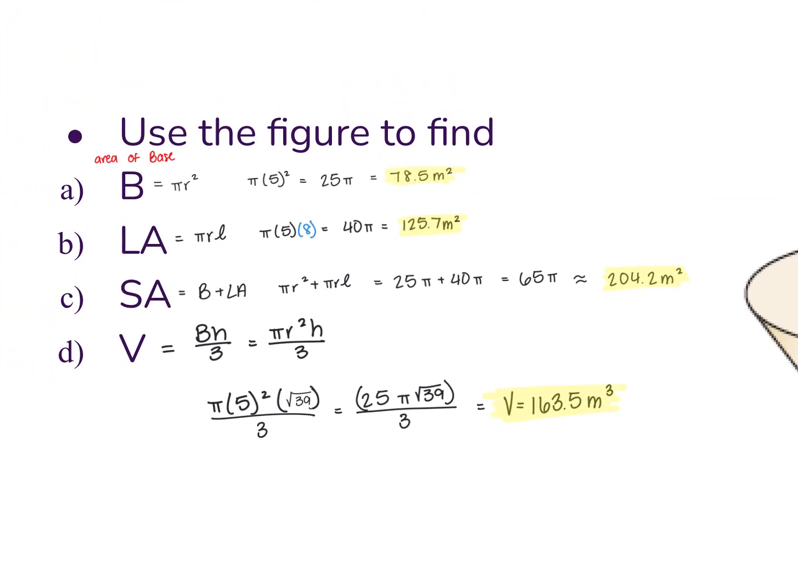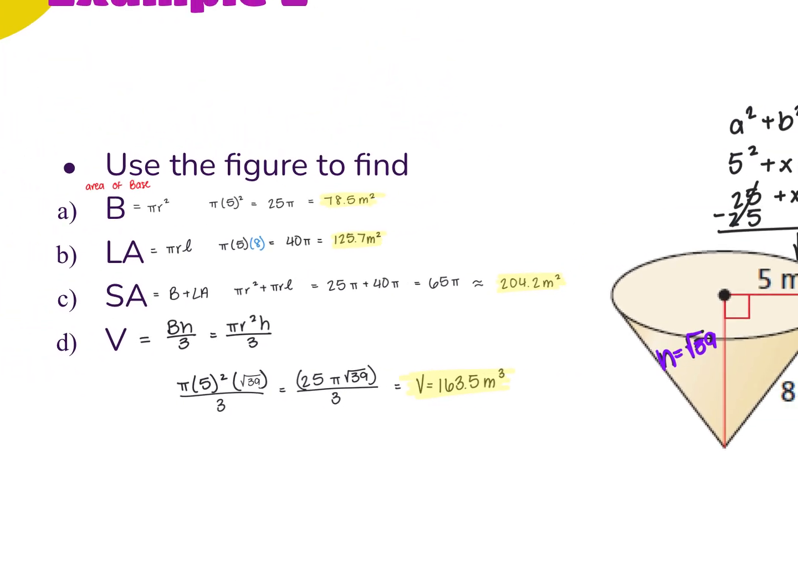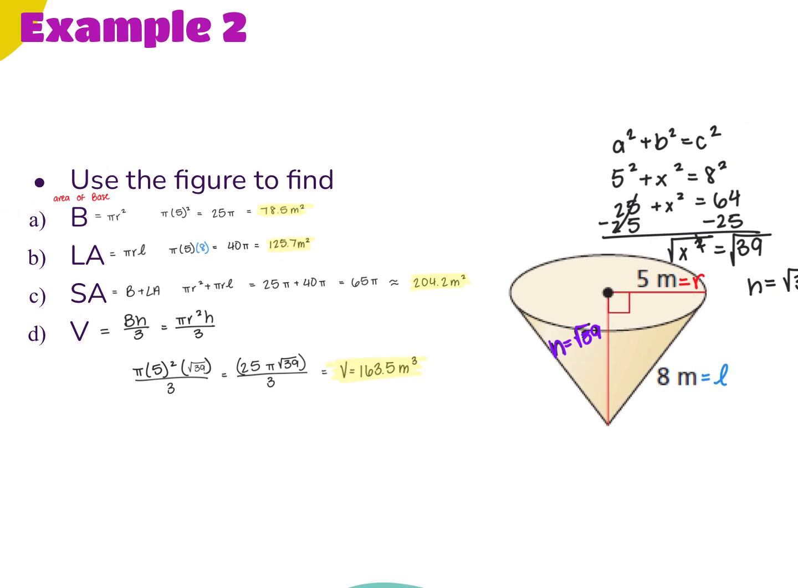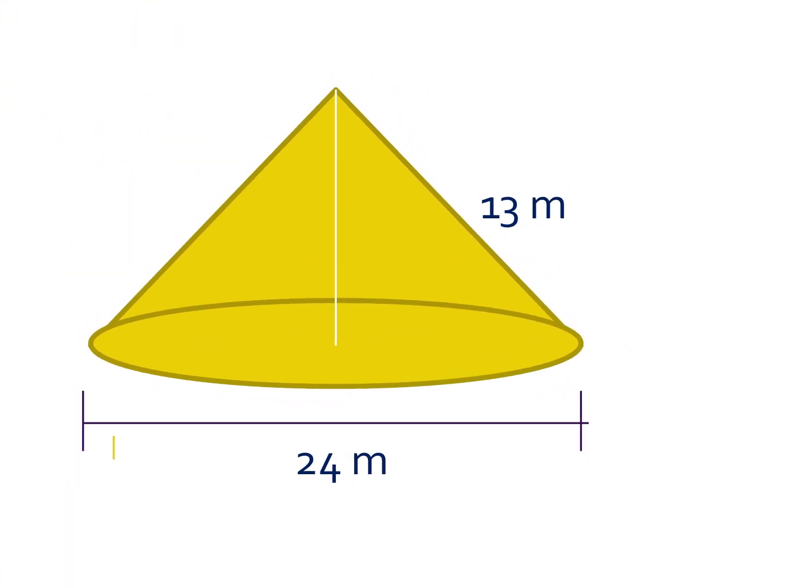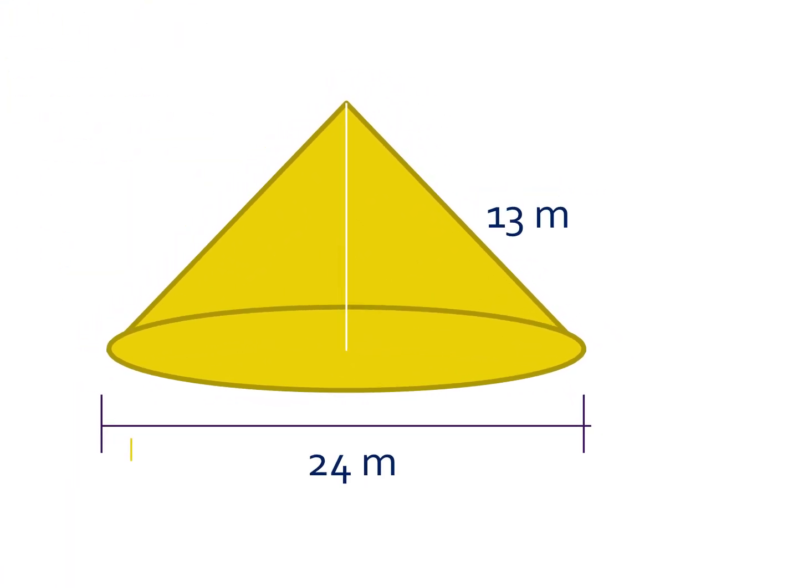So using the information that we have from our cone. All right, looking at example number 3. Again, I have to first find information on this diagram. What do I need? I need my radius and I need my height. They're already giving me my slant height. So if I'm looking at this, my slant height is 13. That's my L. Who can tell me what is my radius? 12 is half of 24, so my radius is going to equal 12.